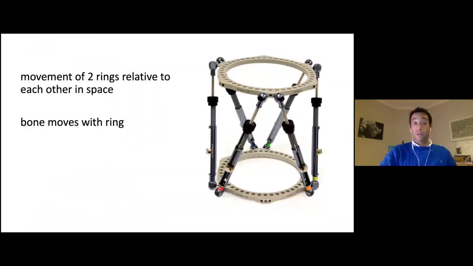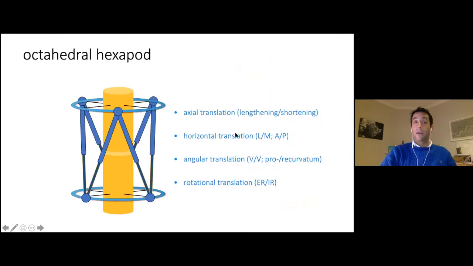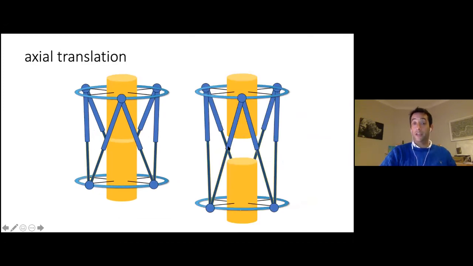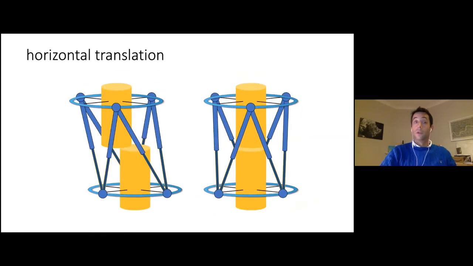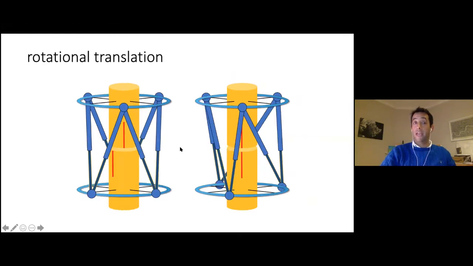So it is the movement of 2 rings relative to each other in space. Each segment of bone moves with a ring. So you'd have 2 rings here, a segment above, a segment below. The 6 struts usually have a predictable attachment to the rings, and it allows movement in all directions. So you can have axial translation. Here the struts all get longer. You can have horizontal translation, where we see the struts move in certain directions for some struts. So this strut, for example, will get shorter. This strut will get longer as you move things away. You might be able to correct an angular deformity, and you can correct rotational problems.